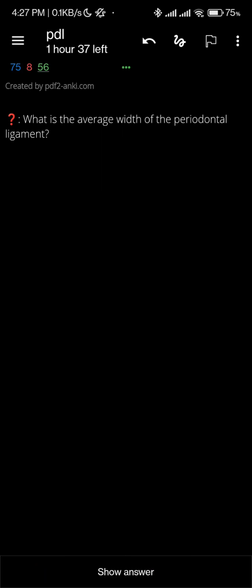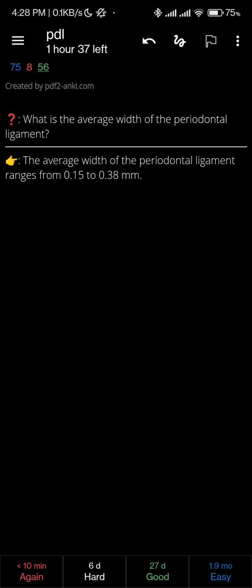Okay. What is the average width of the periodontal ligament? The average width of the periodontal ligament varies from 0.15 to 0.38 millimeter.